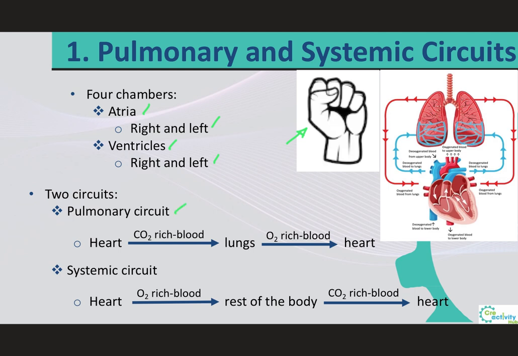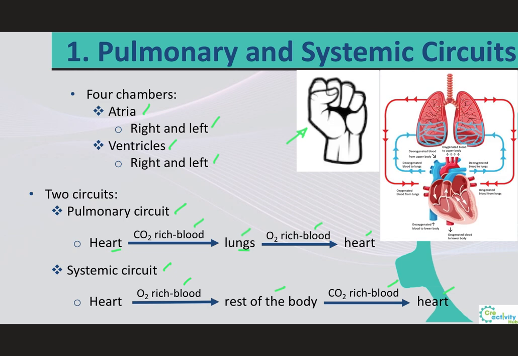The pulmonary circuit, which carries carbon dioxide-rich blood from the heart to the gas exchange surfaces of the lungs, and then returns oxygen-rich blood from the lungs to the heart. Next, we have the systemic circuit, which will transport oxygen-rich blood to the rest of the body cells, and then returns the carbon dioxide-rich blood back to the heart. And then it starts all over again, going to the pulmonary circuit, and then coming back to the heart, and then going through the systemic circuit.